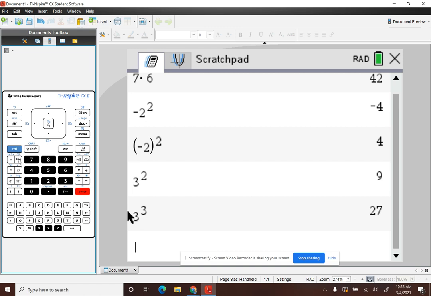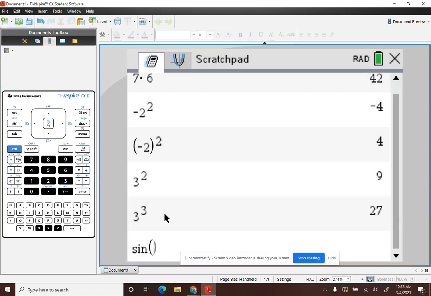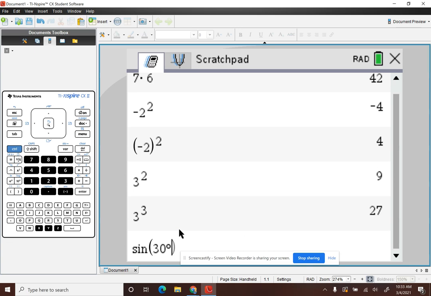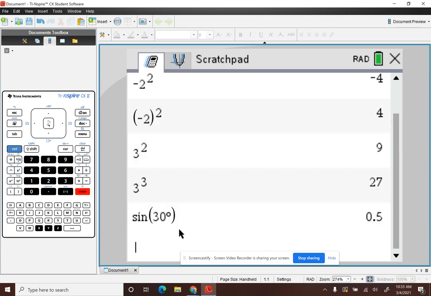So if you need to find, let's say, sine of an angle, remember that you also have to put your degree sign in. Your calculator doesn't really know what you need to do. This brings me to special characters. If you look down here, you see a pi sign. There's all kinds of special characters here, and lo and behold, right there's a degree sign. So we could go ahead and do sine of 30 degrees, and it will tell us that that's 0.5.